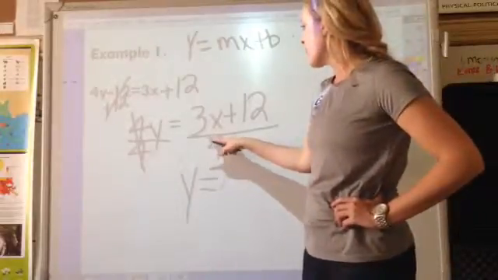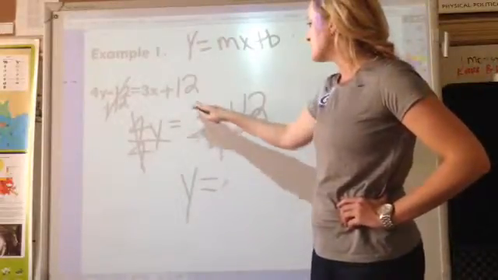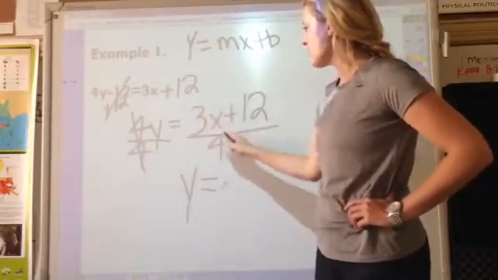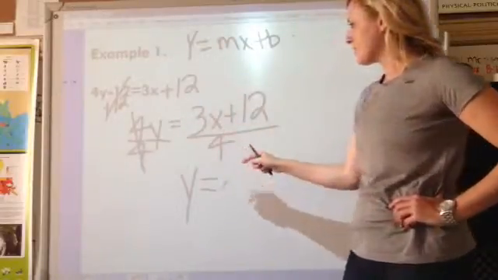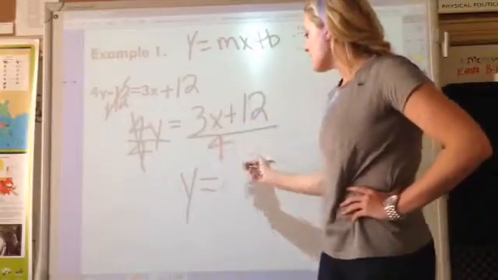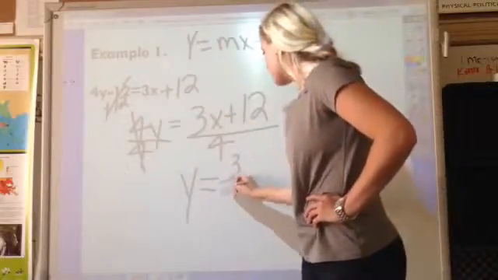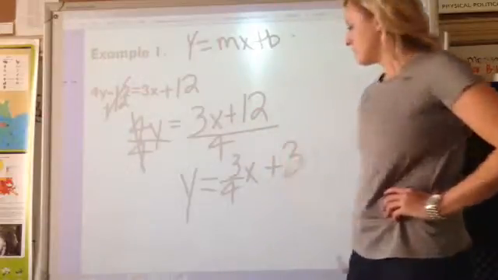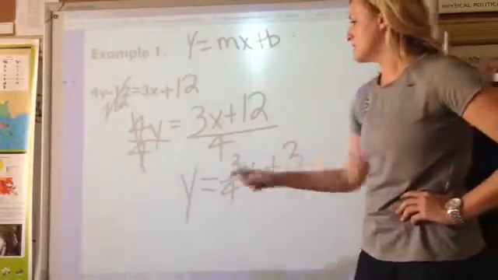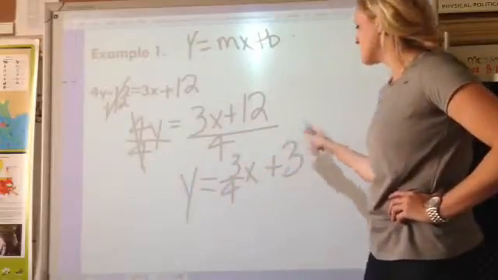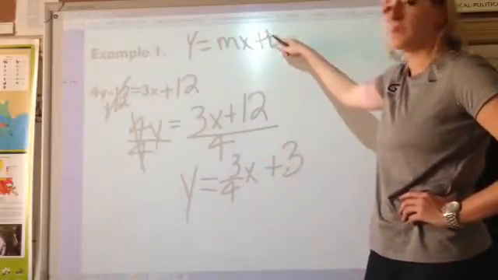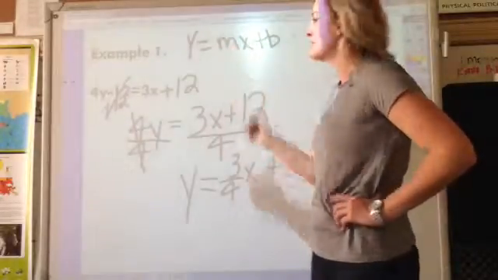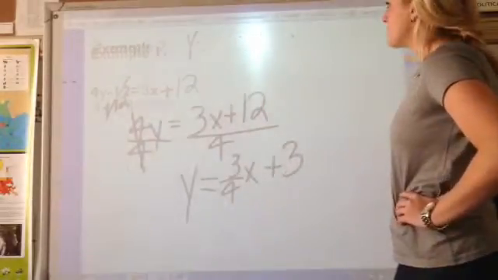When I divide by 4 on this side, I have to divide both things by 4. So I have to divide 3x by 4 and 12 by 4. So 3x divided by 4 is just going to be 3/4 x, and then 12 divided by 4 is a positive 3. Now I have my equation. y equals 3/4 x plus 3, where 3 is b, which is my y-intercept, and 3/4 is my slope, or m, in this example. Let's do another one.